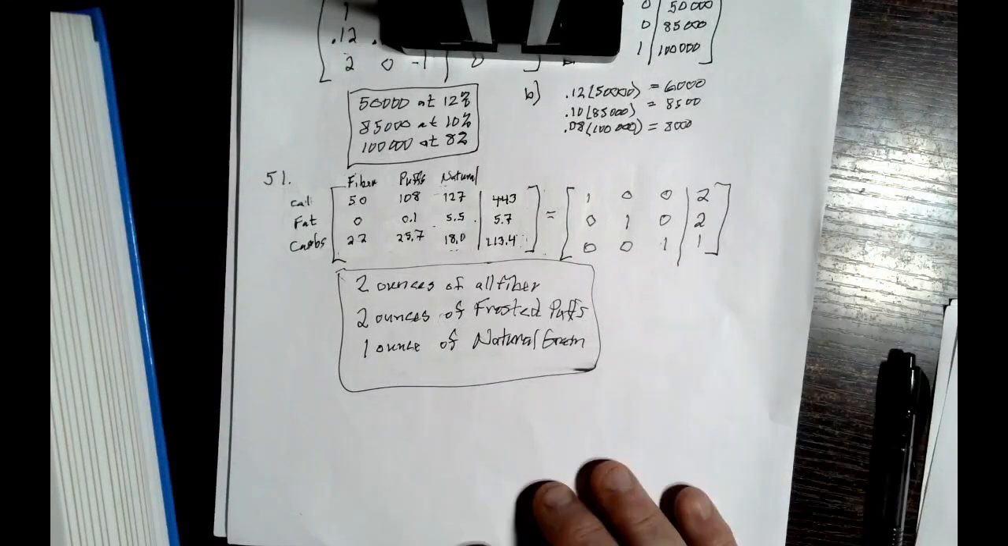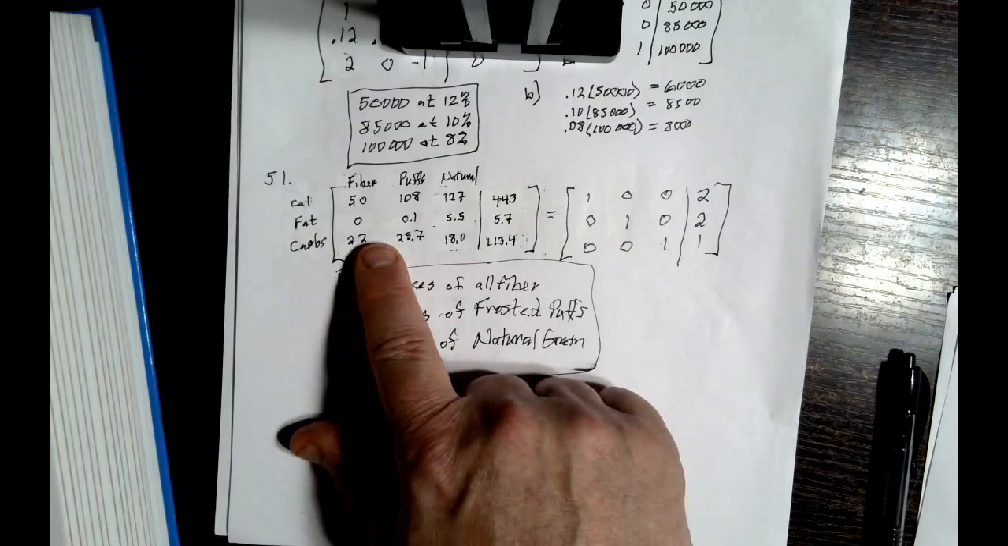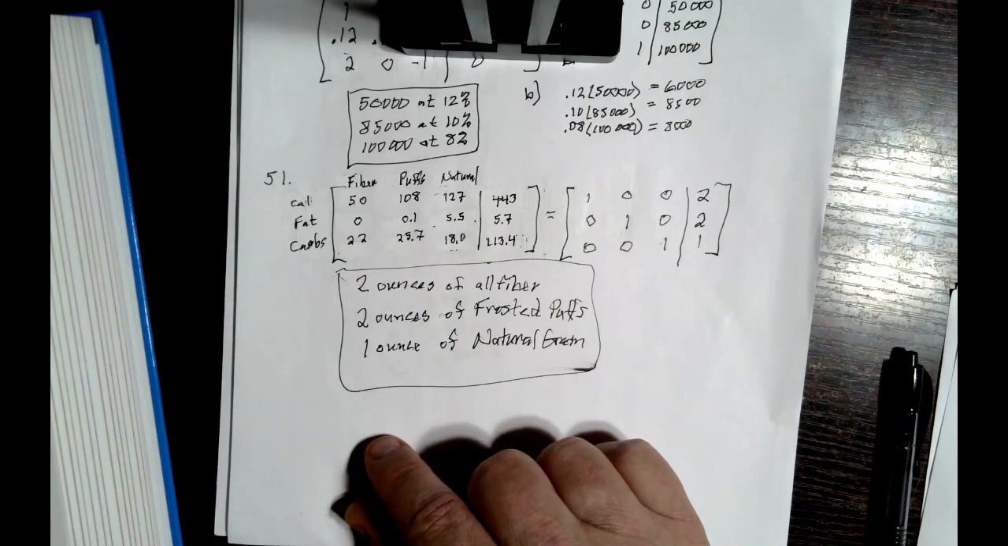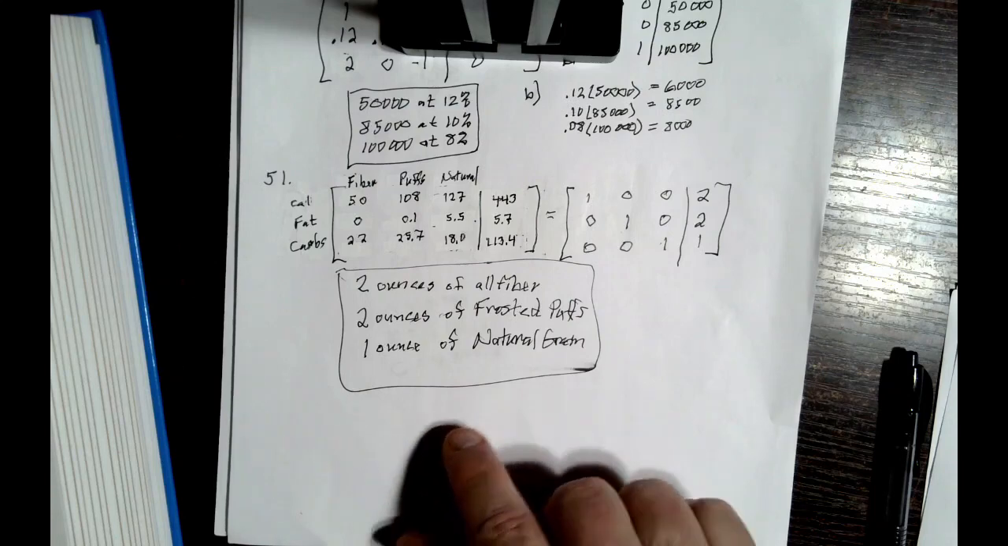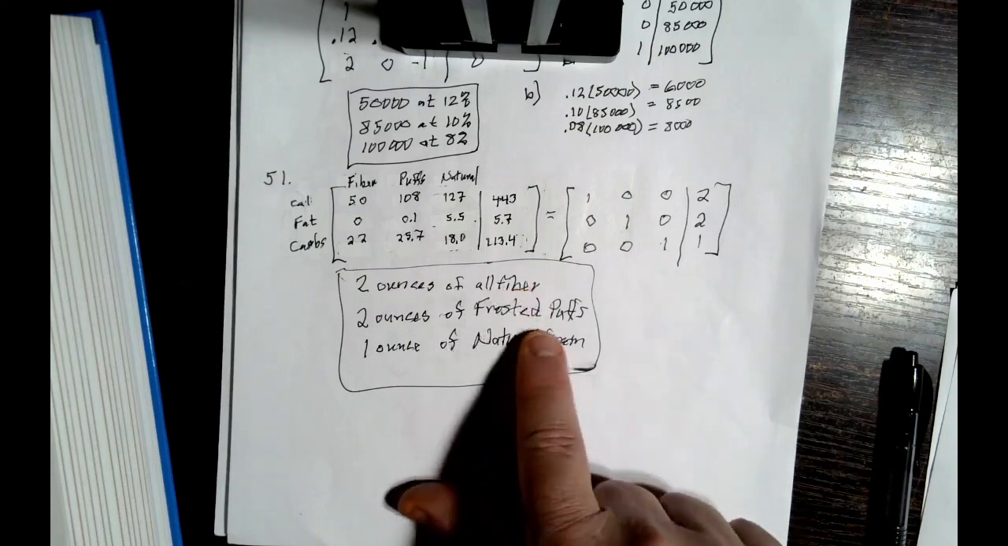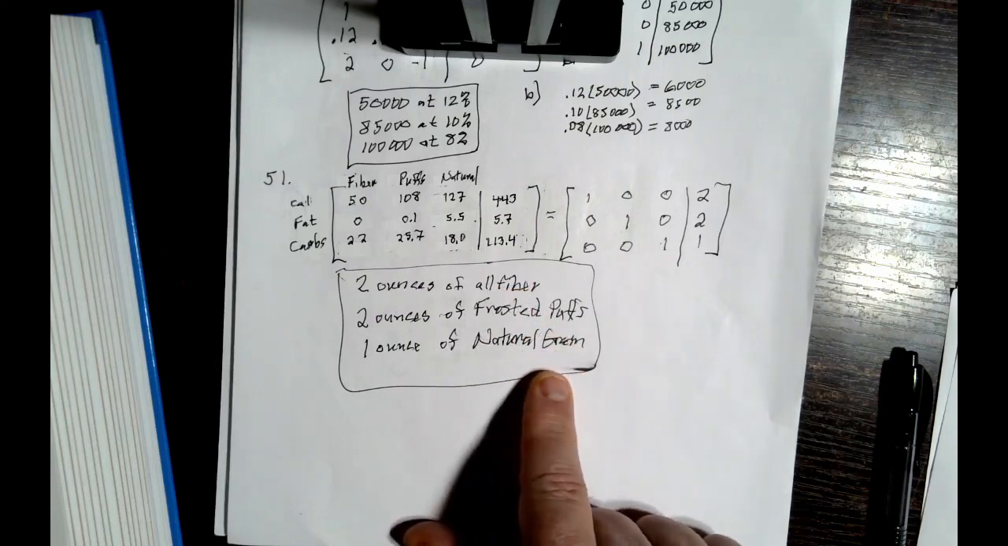Alright, let's continue with 3.3, question 51. If you look in the book, they have calories are 50, 108, and 127. These are for each of the different types of food: the all fiber, the frosted puffs, and the natural grains.